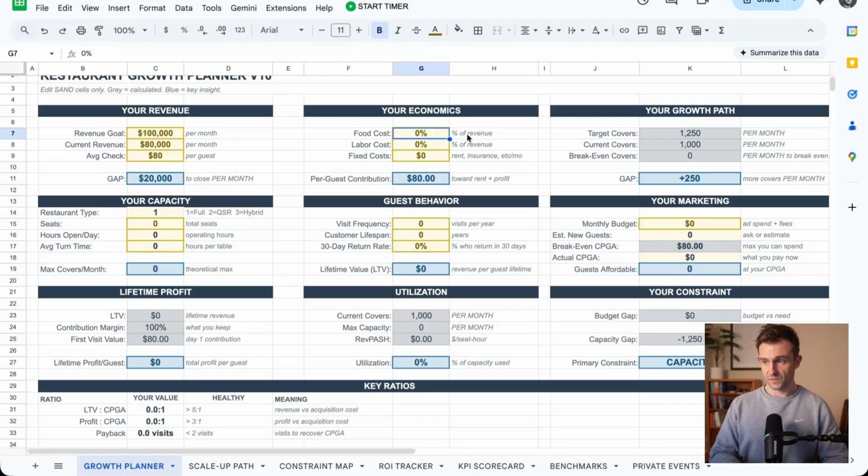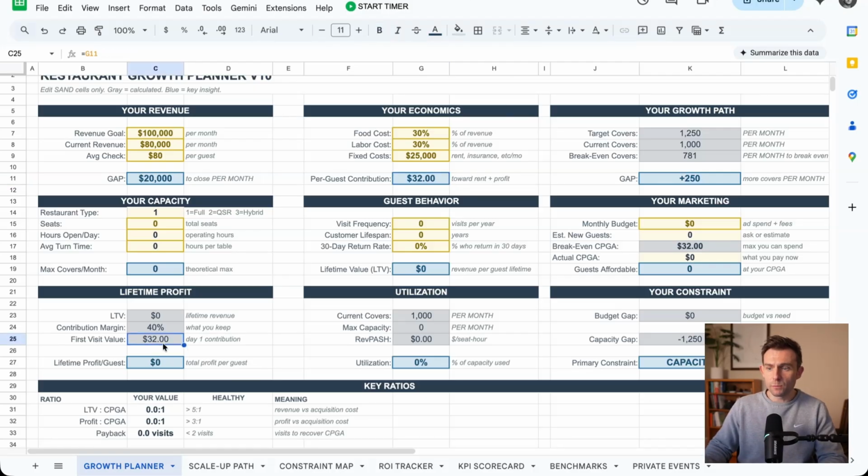So food cost tends to be between like 28 and 32. We'll just say 30%. We'll say the same for labor. And then fixed costs, things like your rent, insurance, the stuff that doesn't change, let's say 25K. And this gives us your contribution margin. So this is what you actually keep from each guest after food and labor. In this case, 40% or $32.